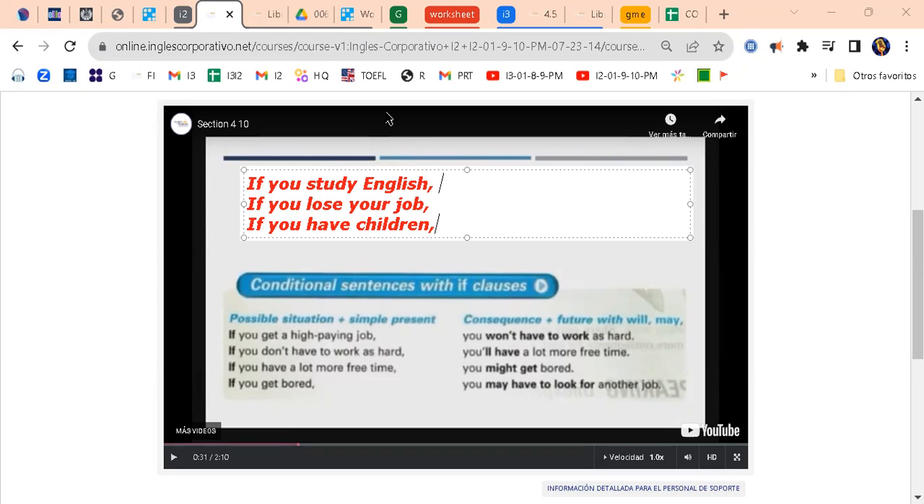So you can type your answers through the chat, okay? So what do you think, guys? If you study English, let me see, let me ask somebody. Carlos, what do you think, Carlos Alberto? If you study English, what's going to happen? Now activate your microphone, it's off.